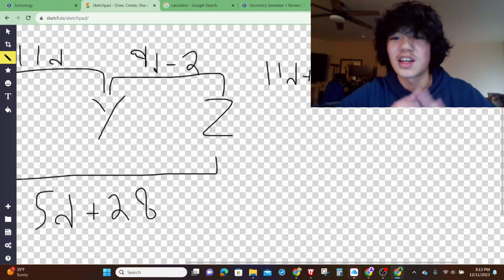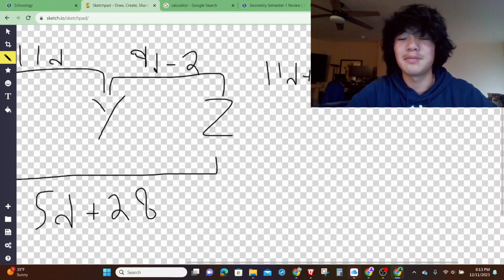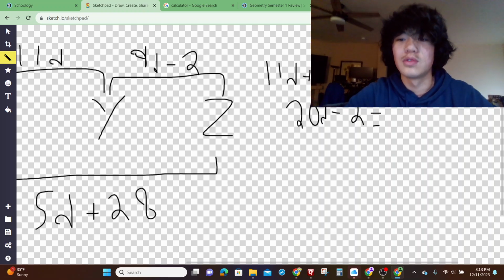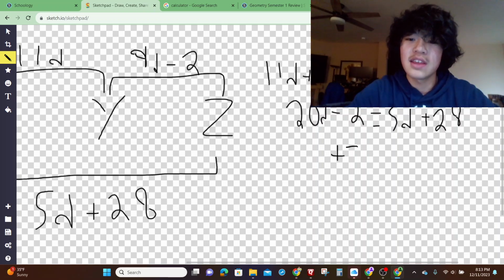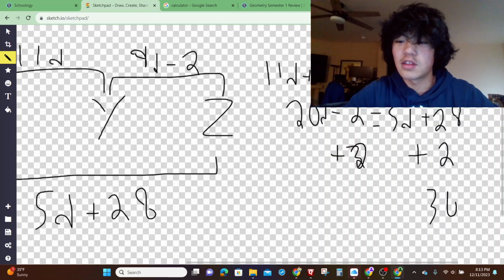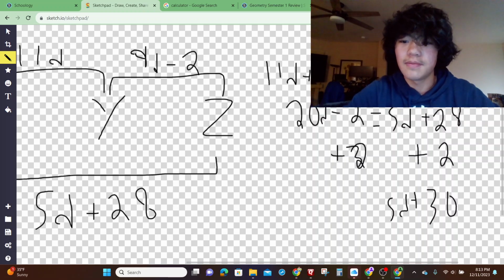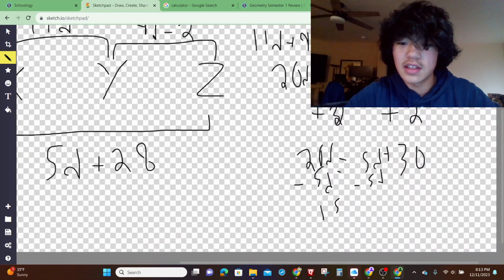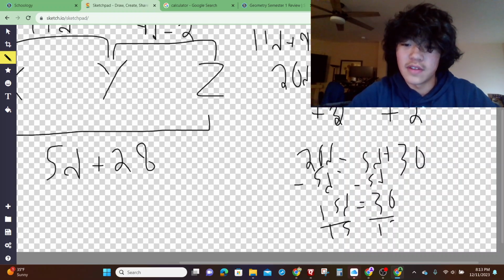Now we just got some algebra. So 11d plus 9d, we got 20d minus 2, which equals 5d plus 28. So we're just gonna obviously isolate the variable. Then on here we get 20d plus 30 equals 5d... subtract 5d there, subtract 5d here, then we get 15d equals 30. Obviously we divide that by 15. Divide that by 15. So we get d equals 2.